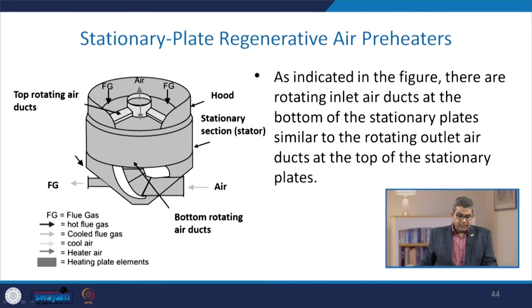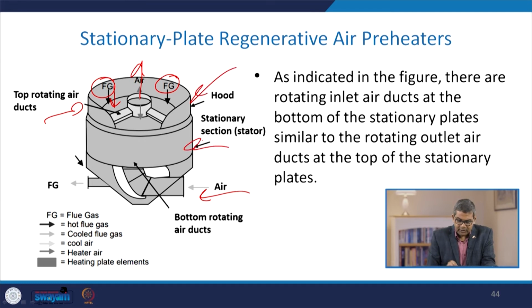Now, here you can see the stationary plate regenerative air preheater. This is the flue gas, and air is coming out. This is the top rotating air. Here you are supplying the air, and this is enclosed with the hood and the stationary section. So, there are rotating inlet air ducts at the bottom of the stationary plate, you can see here, and similar rotating outlet air ducts at the top of the stationary plates.